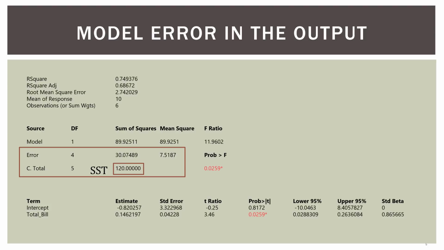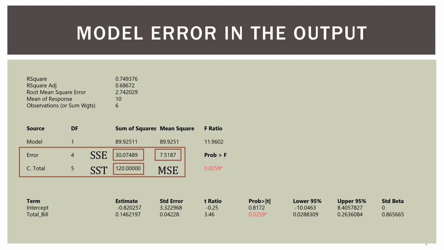Well, where did we see that before? We saw that in the previous slide. So the total sum of squares that we calculated in the previous slide is confirmed here in the actual output. So 120 is the total sum of squares. The next thing I want to point out is the error sum of squares, or sum squares error. In this case, it's 30.07489. And then the mean square, or MSE, is 7.5187.